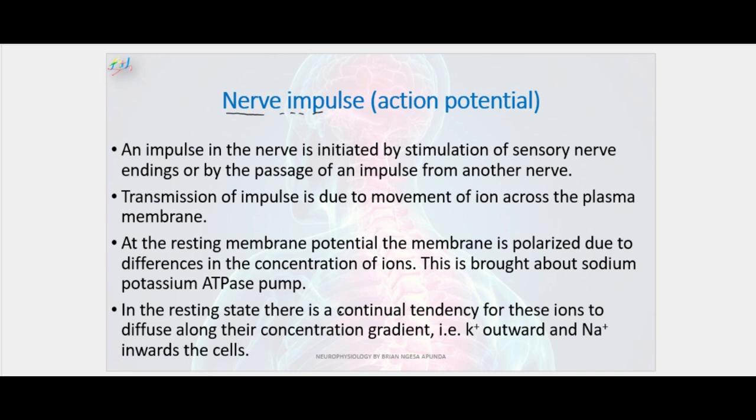At rest, the membrane potential is polarized due to the difference in the concentration of ions. This is brought about by the sodium-potassium ATPase in the resting state, just like what we did in the cardiovascular system. When no impulse is being generated, the cell is resting. So how does a resting cell normally look?